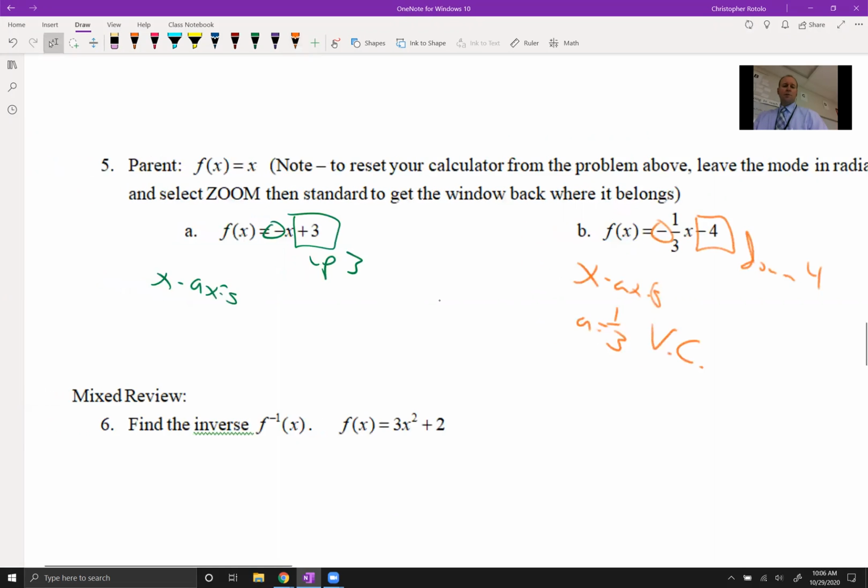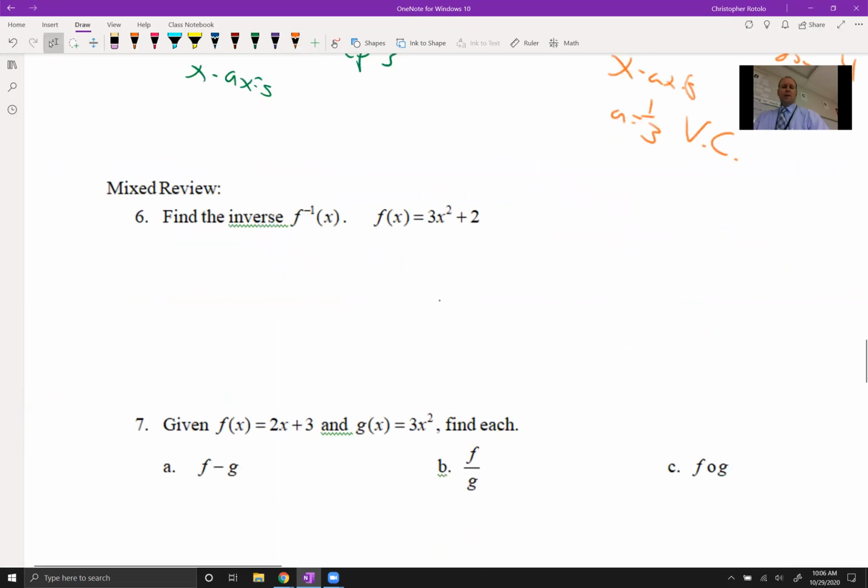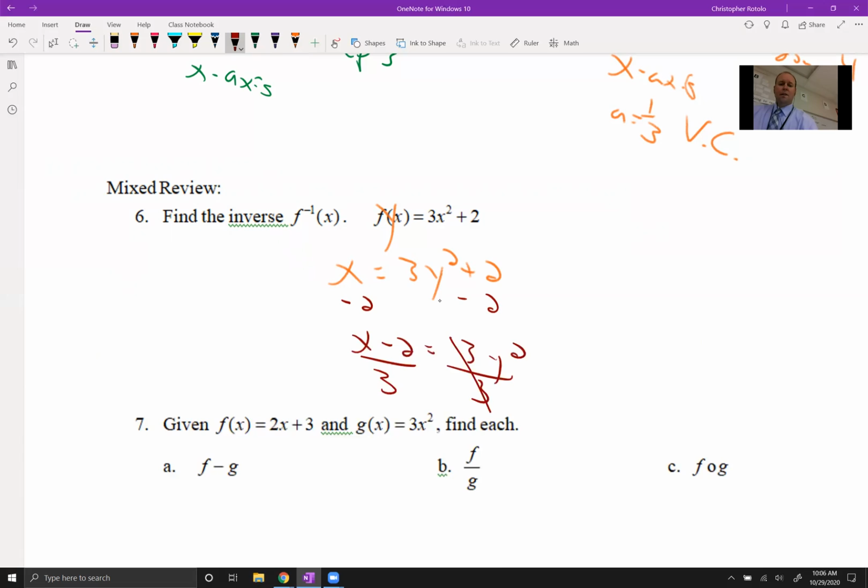We do have some mixed review here, some inverses, so we'll guide you through those real quick. Remember, f of x is the same thing as y. So we're going to go with x equals 3y squared plus 2, and then solve. I get x minus 2 equals 3y squared. Divide out the 3. And then the last step, how do we get rid of the square? We're going to take the square root. So what do we call this? This is the inverse of f of x.